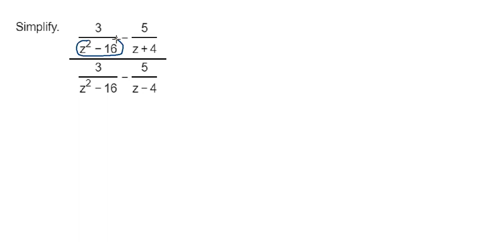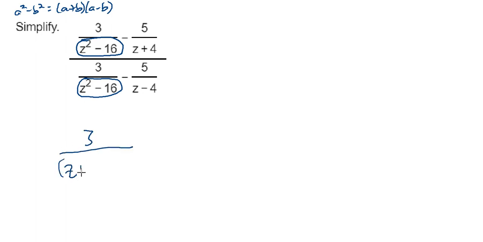So z squared minus 16 can be factored. And this is the a squared minus b squared formula, right? So remember this one, a squared minus b squared factors as a plus b times a minus b. And so this will factor as z plus 4, z minus 4.